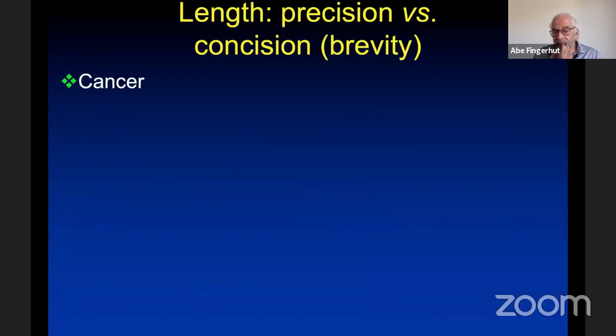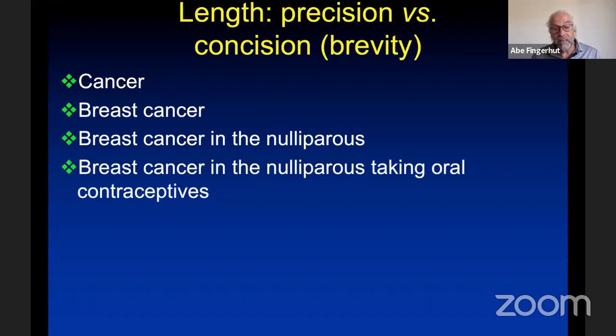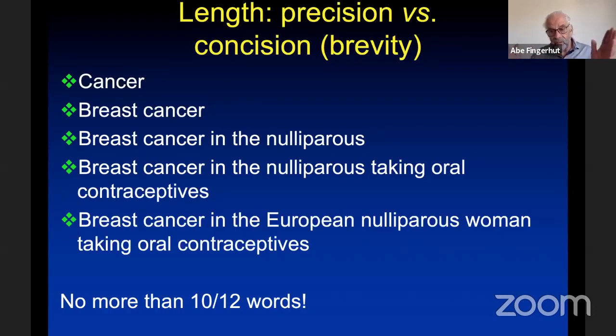Let's take an example of what we mean when we talk about precision versus concision in the title. If I say cancer, very short, one word, but very general, not very precise. I can say breast cancer, that's a little bit more precise. I can say breast cancer in the nulliparous. I can say breast cancer in the nulliparous taking oral contraceptives. In the European nulliparous taking contraceptives. I can go on and on and on. But you see that the more precise I get, the longer the title. So there's a balance between the number of words, the concision, and the precision. It has to be found, it's up to you.